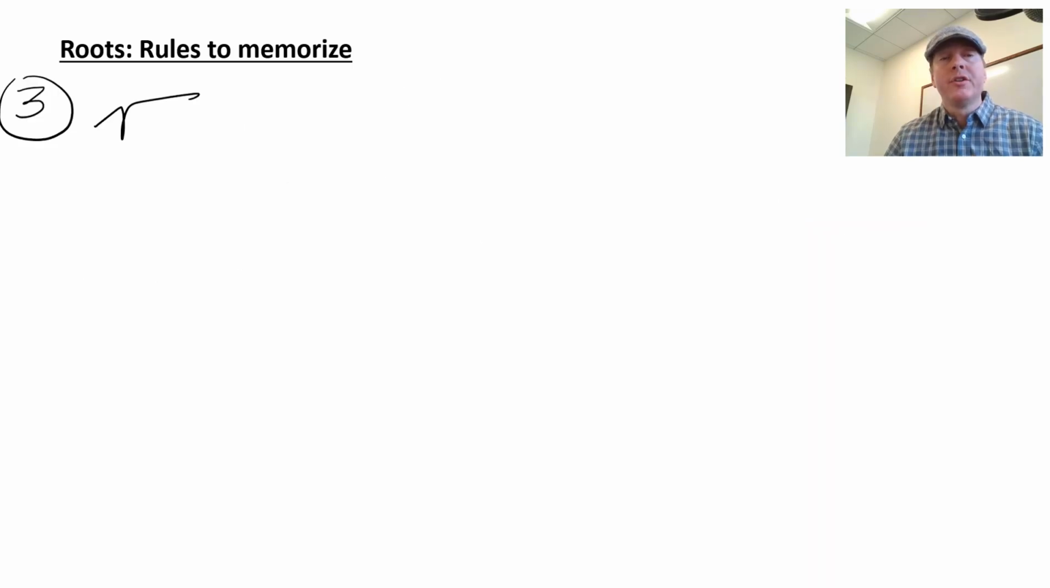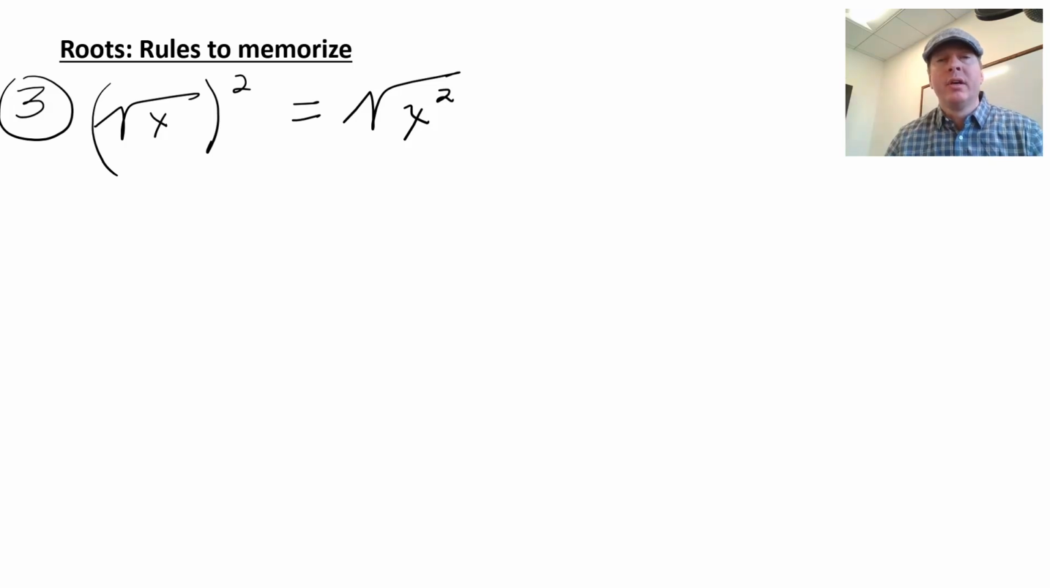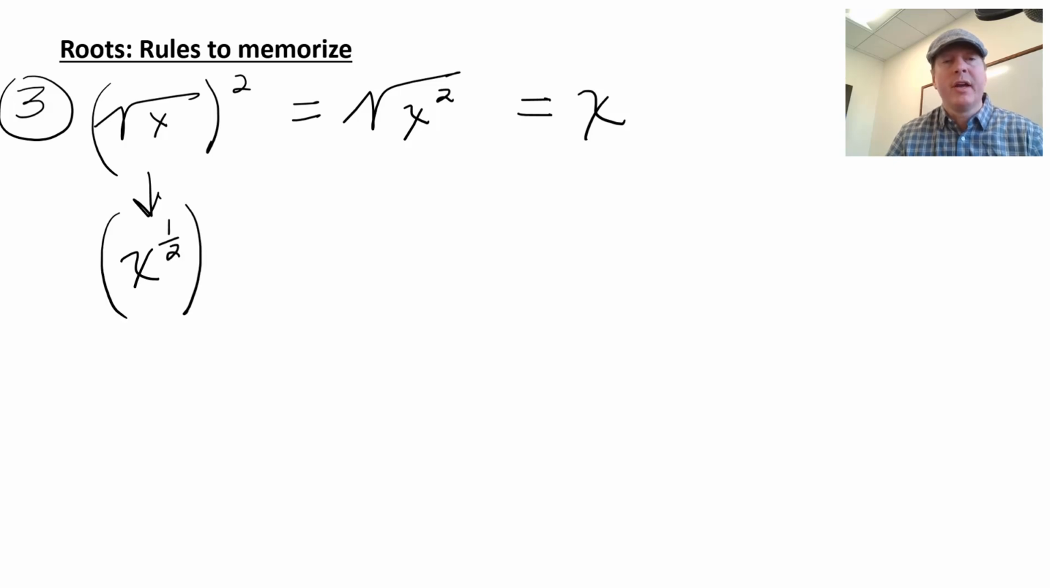A third rule. The square root of x, squared, is the same thing as the square root of x squared. In other words, it doesn't matter where you put the exponent, and both of those are equal to x. So the squaring and the square rooting cancel each other. And when you think about exponent rules, this makes sense. The square root of x is simply x to the 1/2. So we're talking about x to the 1/2 squared.